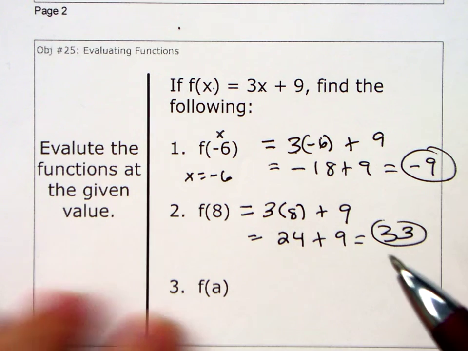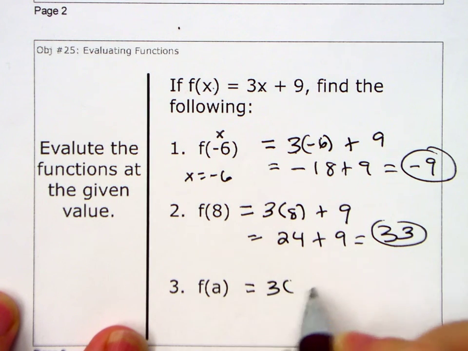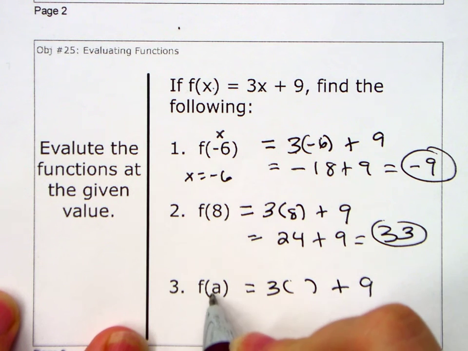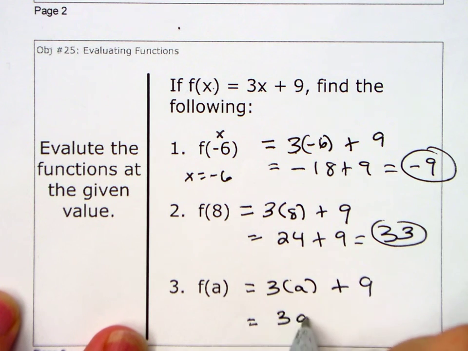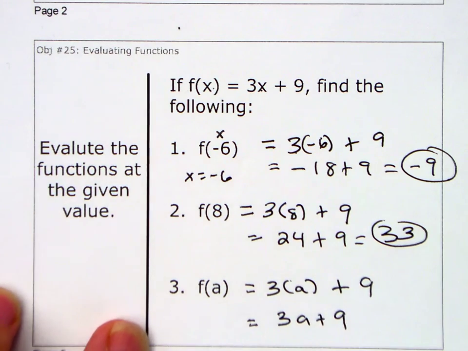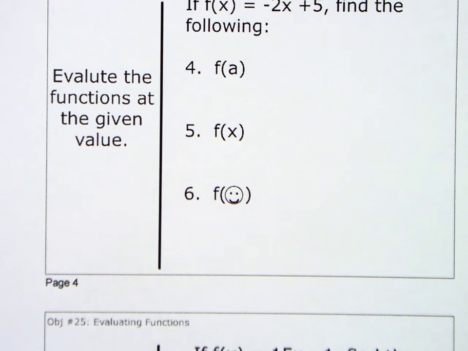What if we have a letter instead of a number? What do you think? Same idea, 3 parentheses plus 9. In the parentheses is a. 3a plus 9. That's it. You are done. Okay? Try these on your own.